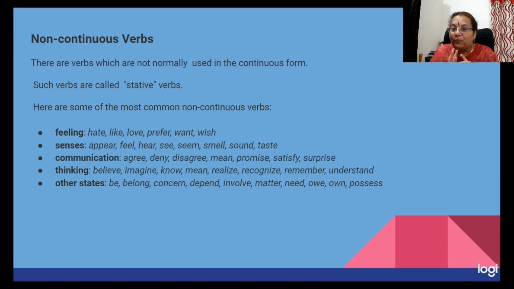Now, there are five categories: feeling, senses, communication, thinking and other states. Let's read all these and I'll explain to you. Feelings: hate, like, love, prefer, want, wish. Senses: appear, feel, hear, see, smell, sound, taste.